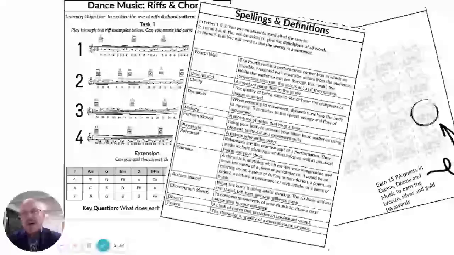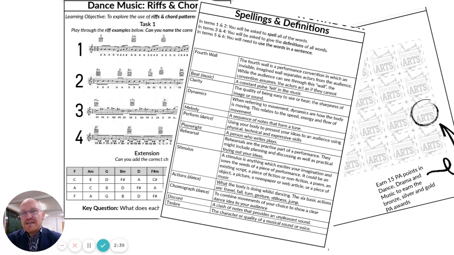Everything the students need for their performing arts lessons is in their workbook, be that extracts or tablature, be that the spellings or definitions that they need, or even their performing arts points, which is our in-house reward system. Everything that's needed for every single performing arts Key Stage 3 lesson is in the student's workbook. They have a paper copy of this, and then there are also digital versions available for students and parents online.